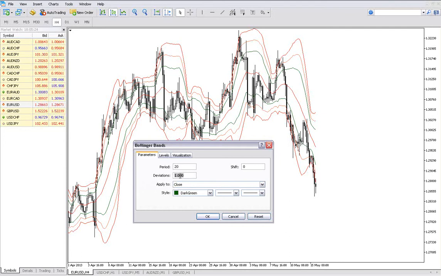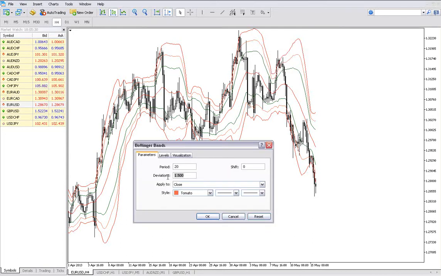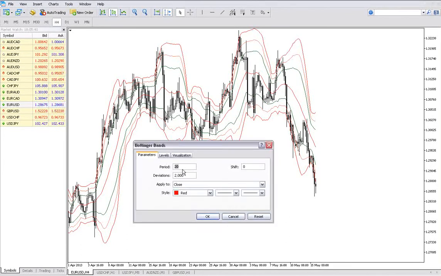So the first one, deviation, is 1. Then the second one, the one in the middle, needs to be 1.5 in deviation. Period stays at 20. Just change the color as well so that you can differentiate. And the last one, which is the most extreme one, period stays at 20, but the deviation has to be 2. And again, change the color so you know which one's which.